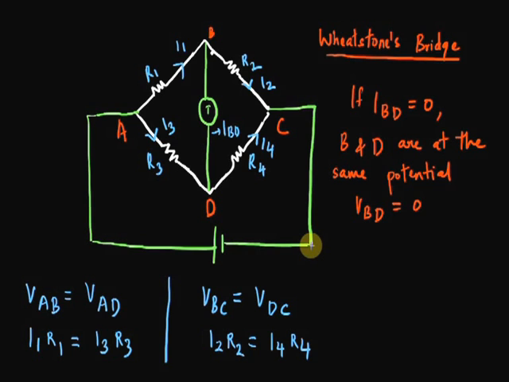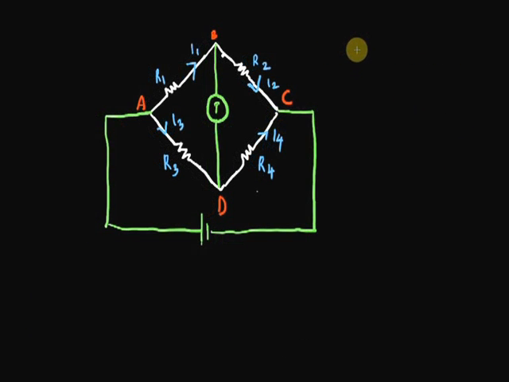So when there's no current along BD, whatever current flows through AB must flow through BC, as there's nowhere else for it to go. Also, whatever current flows through AD has to flow through DC, as we won't have any flow between D and B.